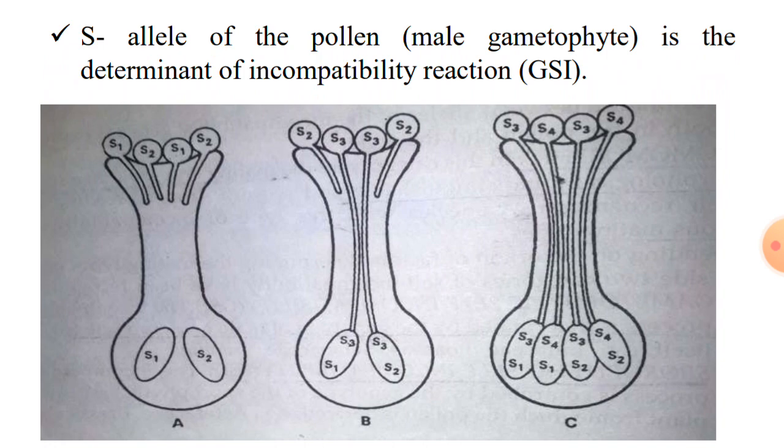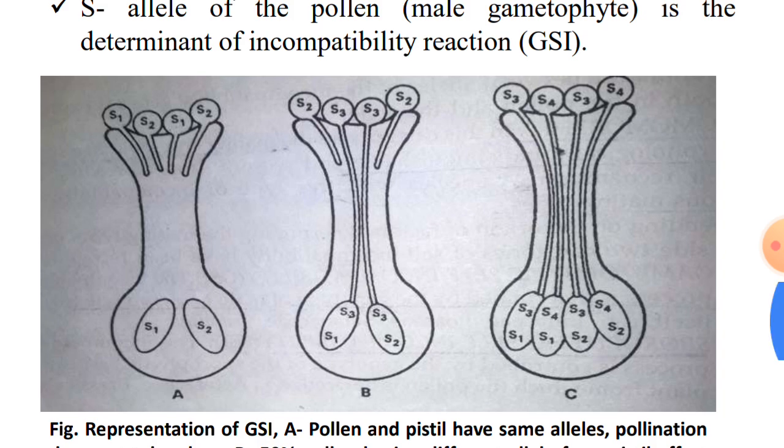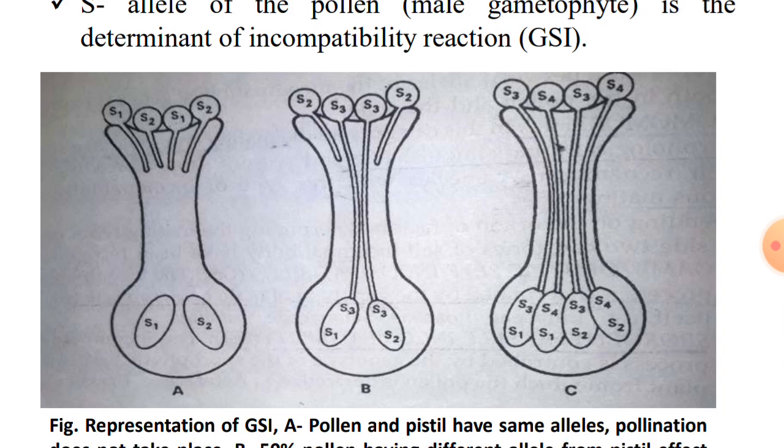This figure is showing gametophytic self-incompatibility. From left, in figure A, the female parent has genotype S1, S2, and the male parent also has genotype S1, S2. The pollen grains formed are of S1 and S2 types, and they are not able to effect fertilization because both male and female parents have similar genotypes.